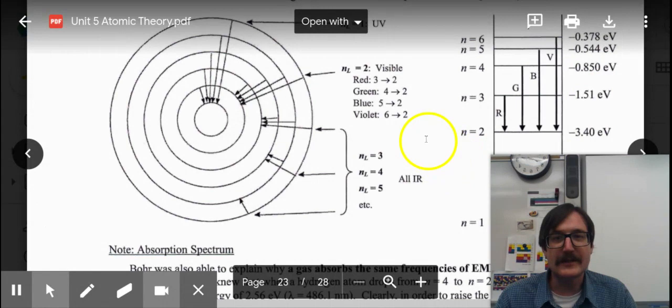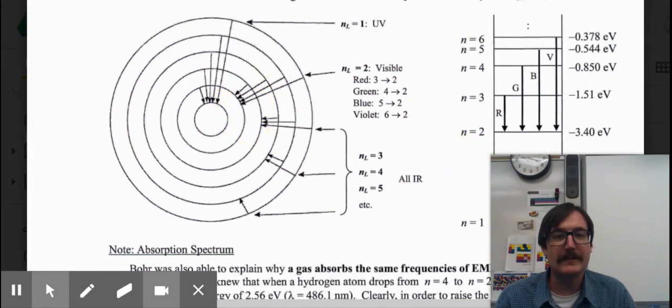Notice the transitions, of course, to the first energy level, n equals 1, are in the UV spectrum, and ones that are transitions to 3, okay, or higher are all in the infrared spectrum.